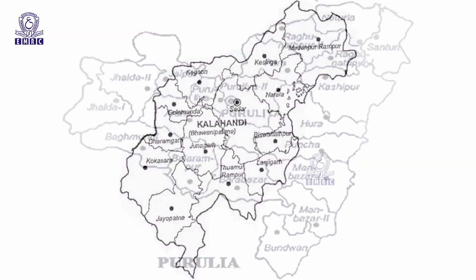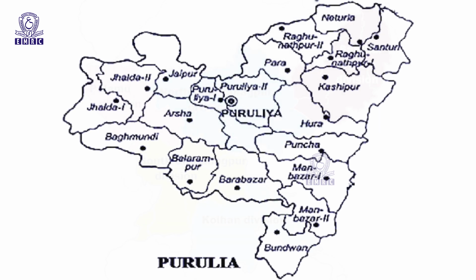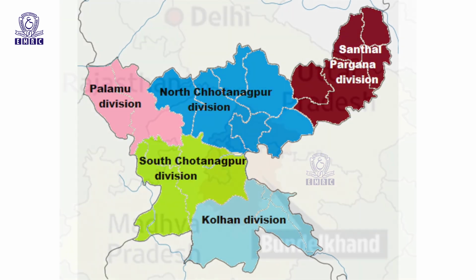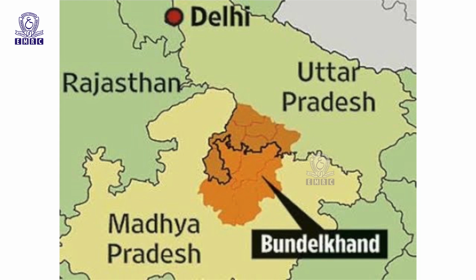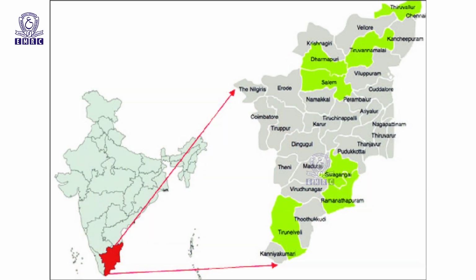These areas include Kalahandi region of Odisha, Purulia district of West Bengal, Palamu plateau of Jharkhand, Mirzapur plateau and Bundelkhand of Uttar Pradesh, Coimbatore, Madurai and Tirunelveli districts of Tamil Nadu. These scattered pockets cover over 1 lakh square kilometers.